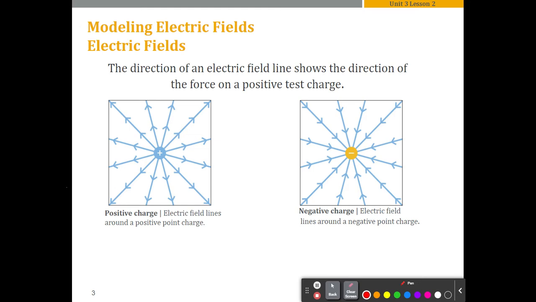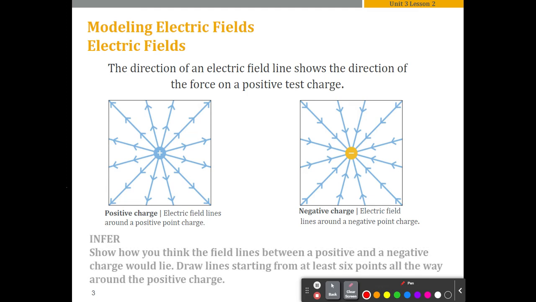If you took a positive test charge and put it in the electric field around a negative object, it would be attracted to that negative object. And so we draw the field lines with arrows pointing toward the negative object. So what if you took a positive object and a negative charged object and you put them next to each other? What would the field lines look like?